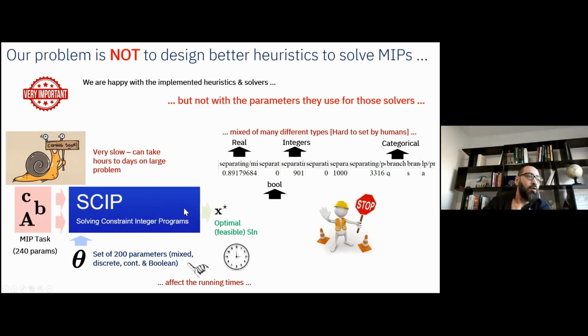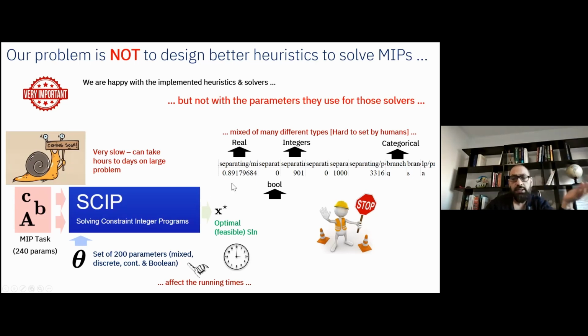Now, two problems here. One, the choice of these hyperparameters affects your running times a lot. If you choose them wrongly, you might still arrive at x star, but it will take hours, or even weeks sometimes, to arrive at x star. And two, they are very difficult to set by a human, by an engineer. I'll just give you an example here of SCIP. You see these have different parameters like separation parameters, branching parameters, LP parameters, and so on. What is interesting is that those parameters, which are very hard to set by a human, vary between real values, Boolean values, integer values, and even categorical values.